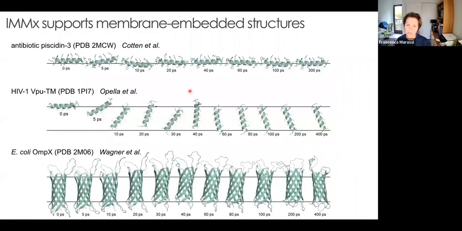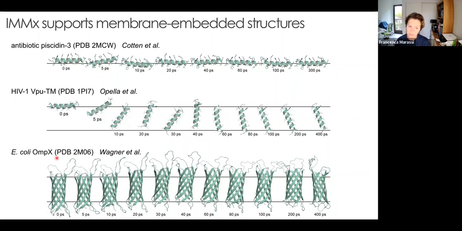Okay, so we've done these kinds of things with a number of embedded structures, including Poseidon, which is a little antimicrobial peptide that sits on the membrane, and you can see that throughout the simulation, the peptide adopts the correct conformation at the membrane surface. With this transmembrane region of VPU, a protein from HIV, it starts out at the surface, but throughout the course of the simulation, it adopts a transmembrane helical conformation as expected from the protein and from the sequence.